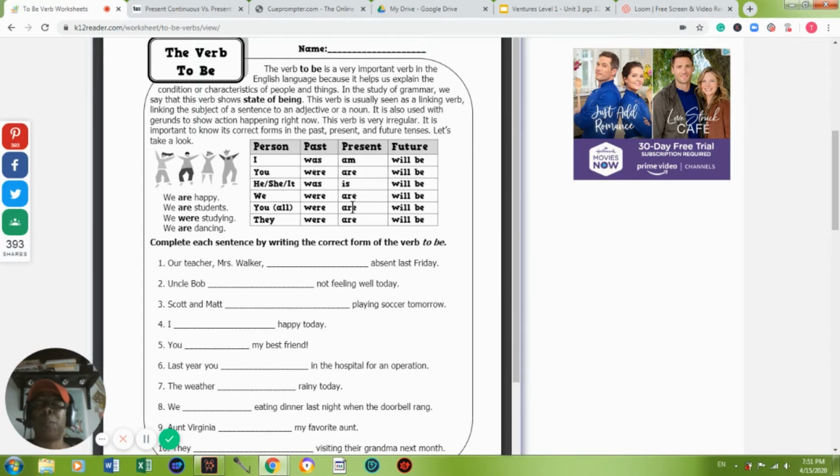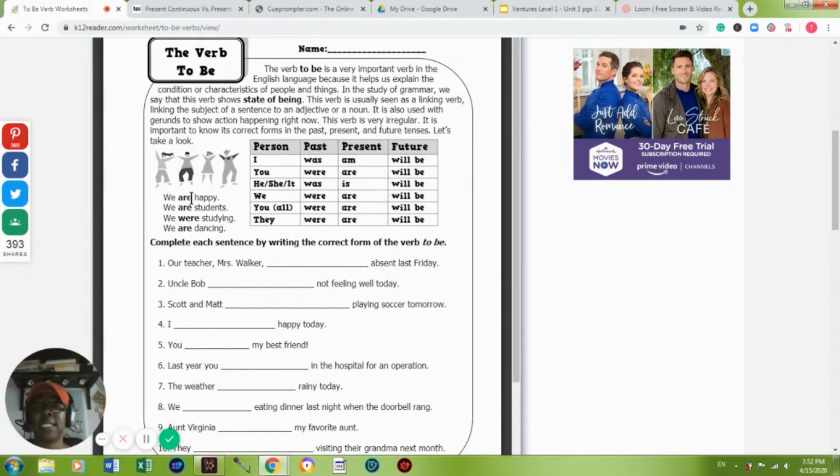Let's talk about the present tense because that's where we will be using our present continuous a lot, okay? So here's our present tense. I am, you are, he, she, or it is, we are, you are, they are.